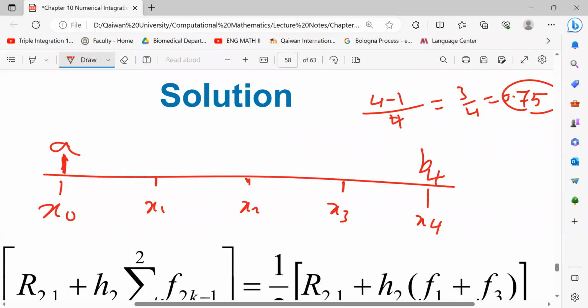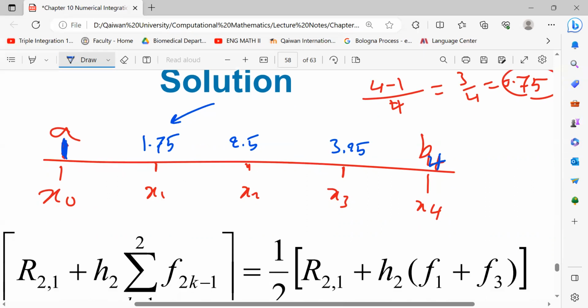We start from 1, then add 0.75 to get 1.75, then 2.5. If we add 0.75 to this, we get 3.25, and finally we get 4. So x0 is 1, x1 is 1.75, x2 is 2.5, x3 is 3.25, and x4 is 4.